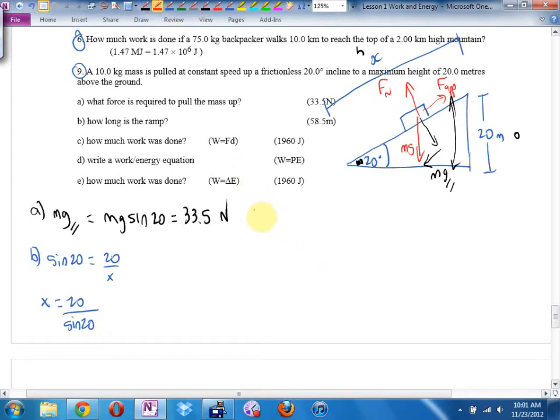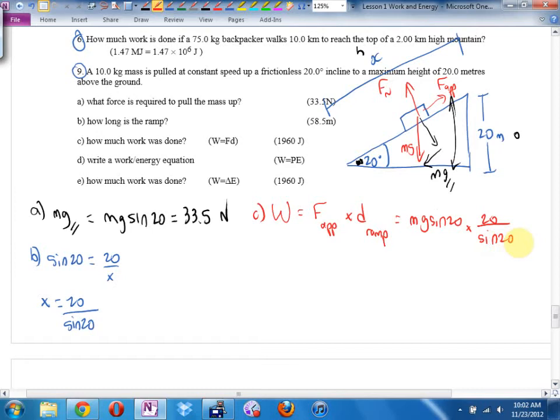What's C asking me to find? How much work was done? Work was what times what? So, which force? Well, it's up the ramp, so it must be the applied force, which was mg parallel, the same magnitude. Which distance? It's going to be mg sine 20, there's the force up the ramp, times, what was the length of the ramp? 20 over sine 20. It's going to be that.